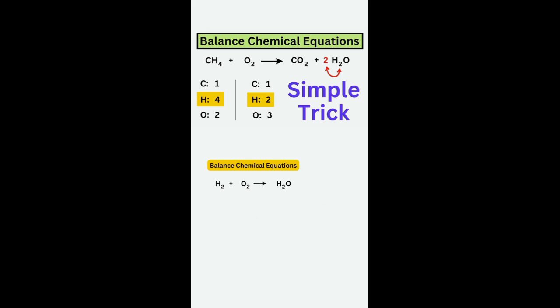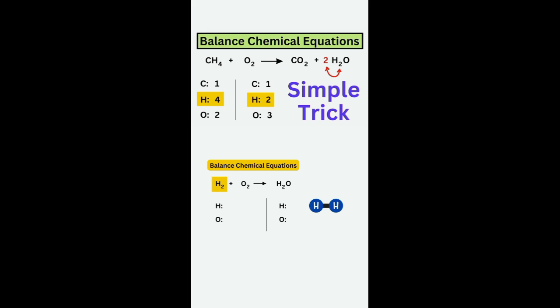Our first problem is hydrogen reacting with oxygen to form water. This is the unbalanced equation that we have. Step 1 is to count atoms on both sides. First of all, make a list of all the elements present in this equation. We have hydrogen, written as H, and oxygen, written as O. So, for both left and right sides, check how many atoms of each element are on both sides.